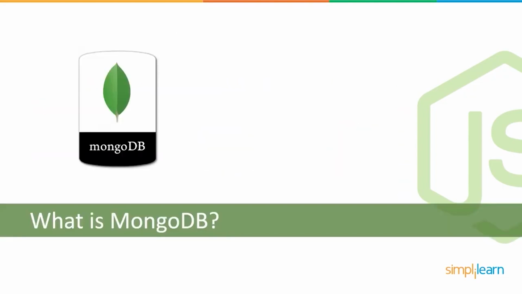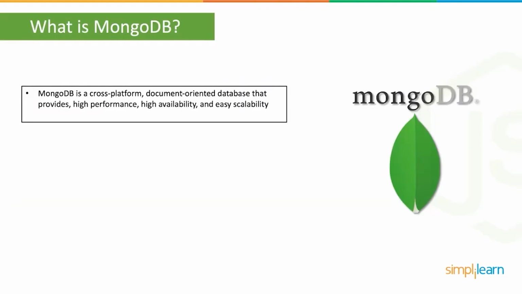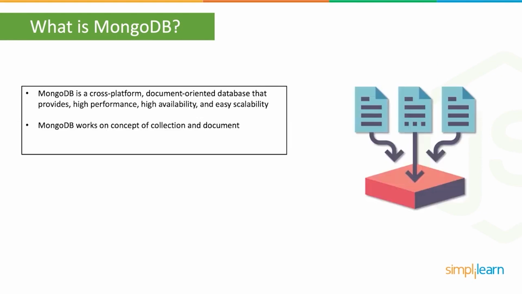So what is MongoDB? MongoDB is probably the most popular NoSQL database out there. It's cross-platform and very easy to scale. It's available on all cloud systems. You can also run it locally, which is what we'll be doing later on in our demo. It's just a very flexible database environment for modern applications.